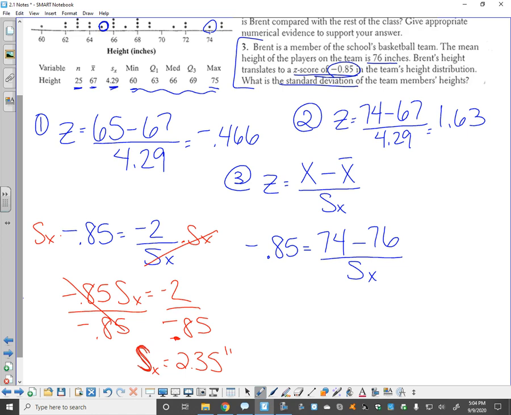So be okay with using that formula in a non-straightforward kind of way. Make sure you can plug stuff in and find other things. And finding the standard deviation is a very, very common thing to ask you to find. But they would have to give you this and this and this, which is what they just did.